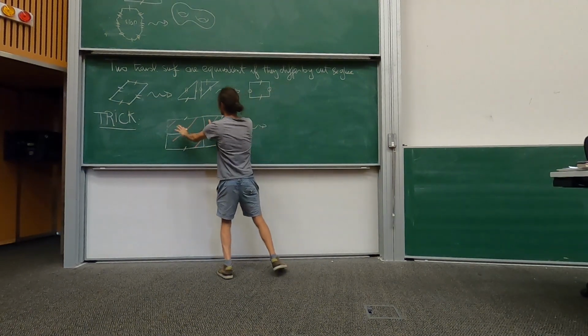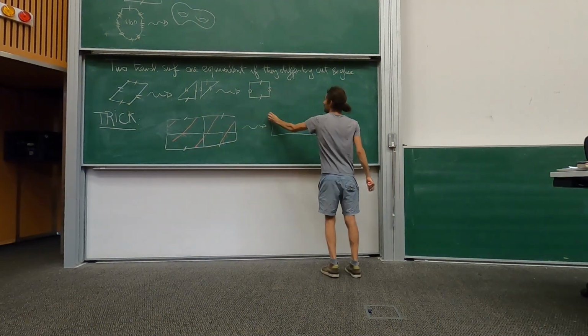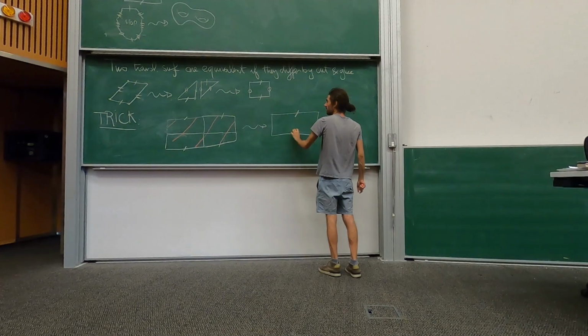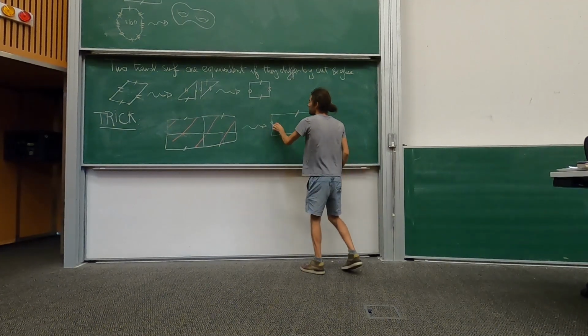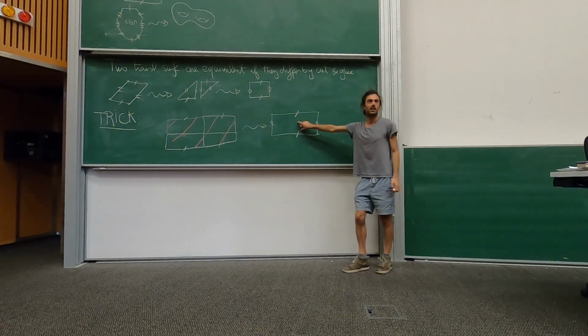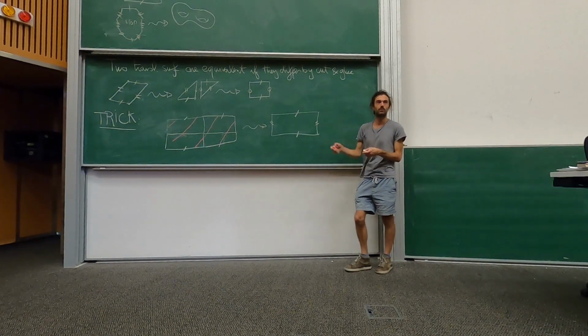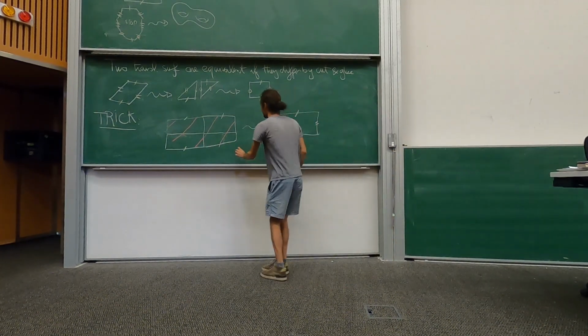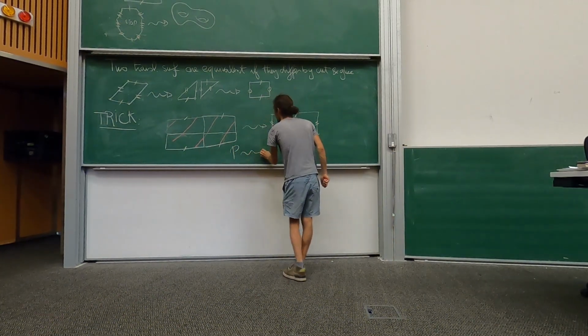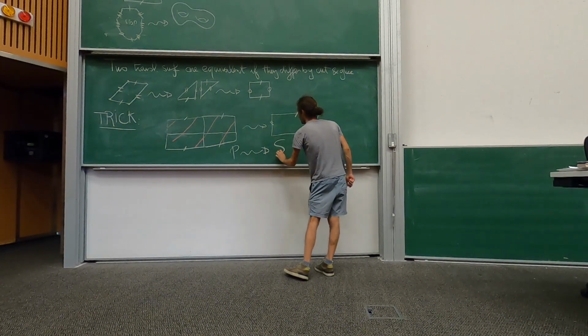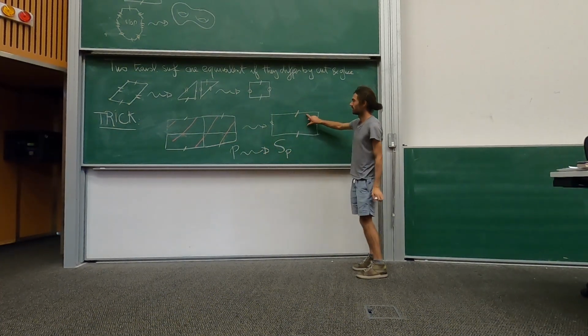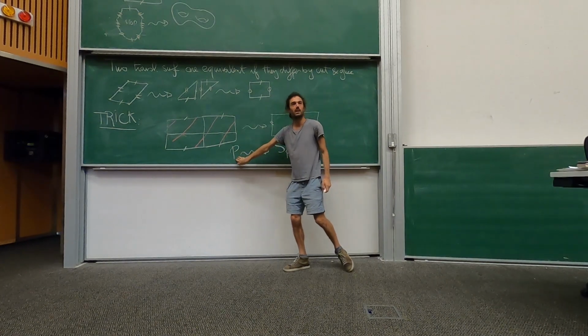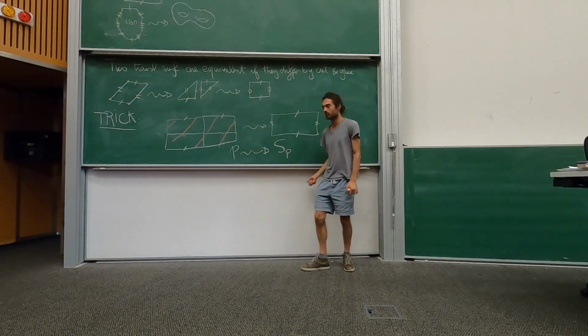If I forget what's inside, it is a translation surface in which I'm studying a straight line. So from my polygon, I create a translation surface, and the trajectory of the billiard is a straight line. So it's simple.